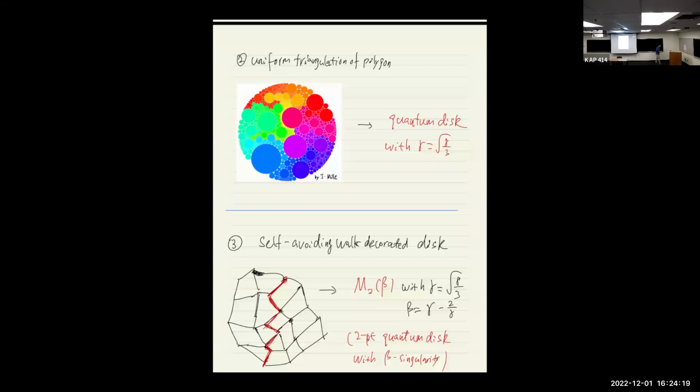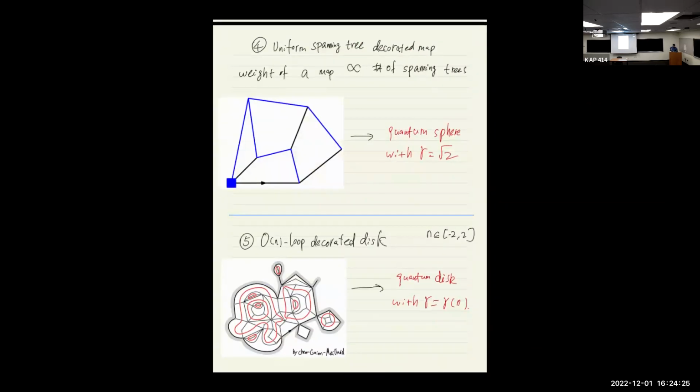Okay, so this is another example. And okay, so the fourth example is where we converge to a quantum sphere with another gamma value. This is a truly non-uniform case. And in this case, I consider a random map, but I weight it by the number of spanning trees. And a spanning tree is just a tree that spans over vertices. And if you have a graph and you weight it by the number of spanning trees, this reweighting is much more drastic than the previous one. And this will actually change this gamma parameter to another value, square root 2.